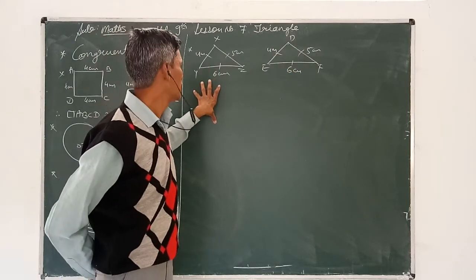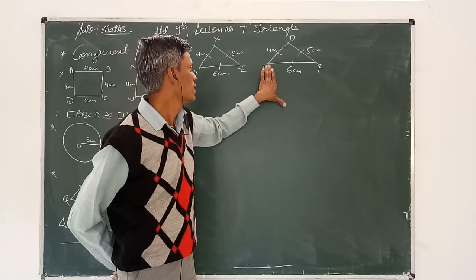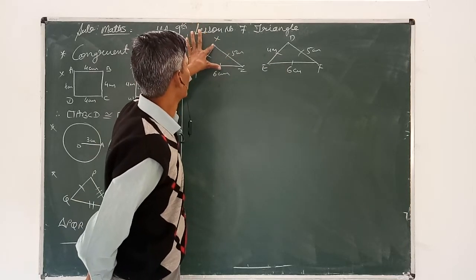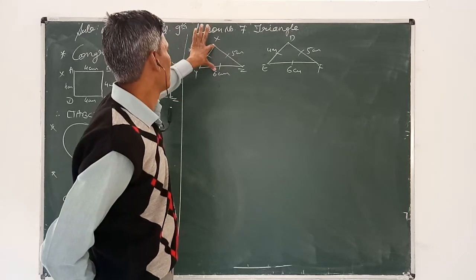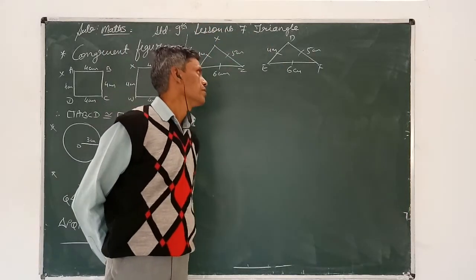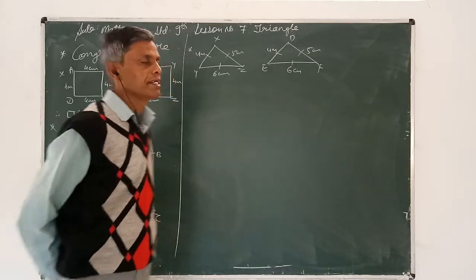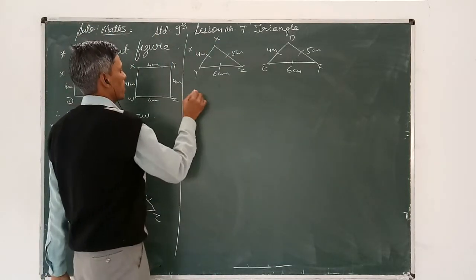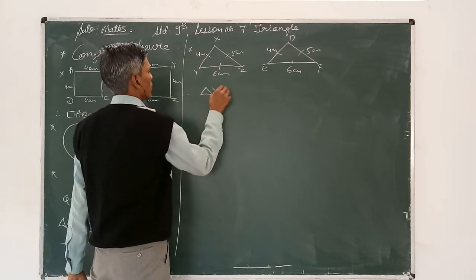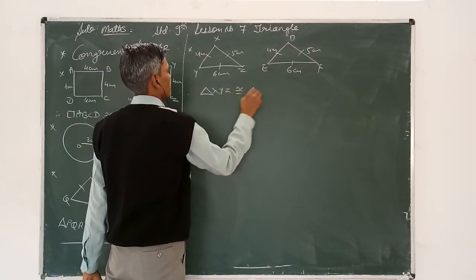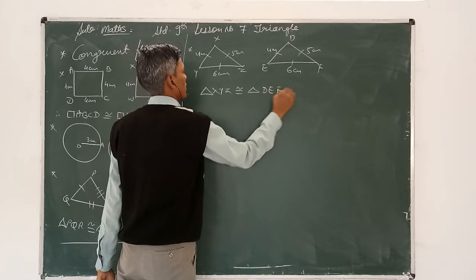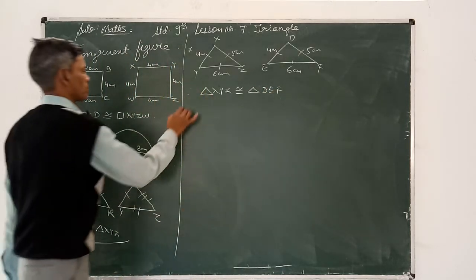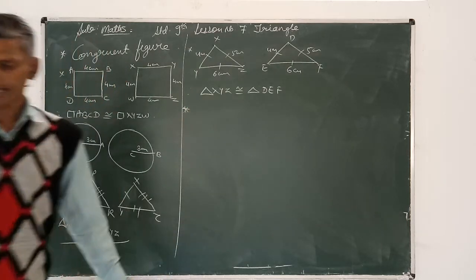The second side of XYZ is 6 cm. Here, the second side of DEF is also 6 cm. And the third side of the first triangle, XZ, is 5 cm. The third side of triangle DEF is also 5 cm. If you see according to the sides, these triangles are also congruent. Triangle XYZ is congruent to DEF. Now, is that clear?